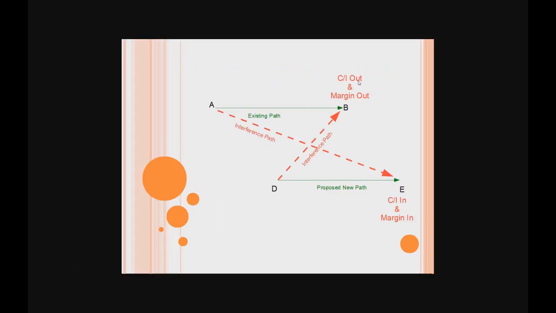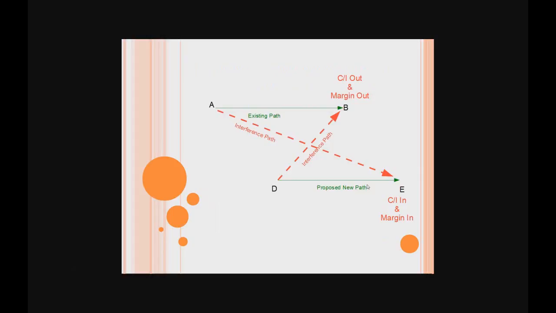So when you see C over I out or margin out, all of this is with respect to your proposed path. The out is the outgoing interference, in the sense of the interference that you're causing to somebody else. And you also see things labeled as C over I in and margin in, and that's essentially your incoming interference. That's interference that another path out there is going to be causing to your reference station or your reference path.